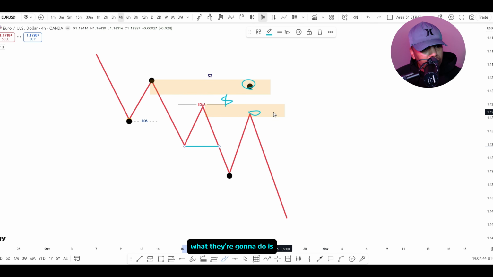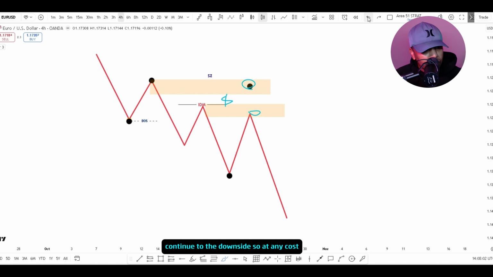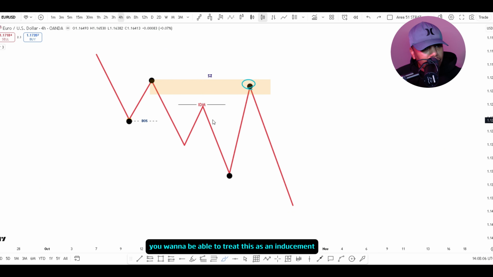What they're going to do is pretend. When the market hits over here, they're going to create some sort of reaction, which is to entice the sellers, and then go up, take out their liquidity, fill all of the big orders, and then continue to the downside. So at any cost, you want to avoid that. You want to treat this as an inducement, a way to entice the retail uninformed traders.